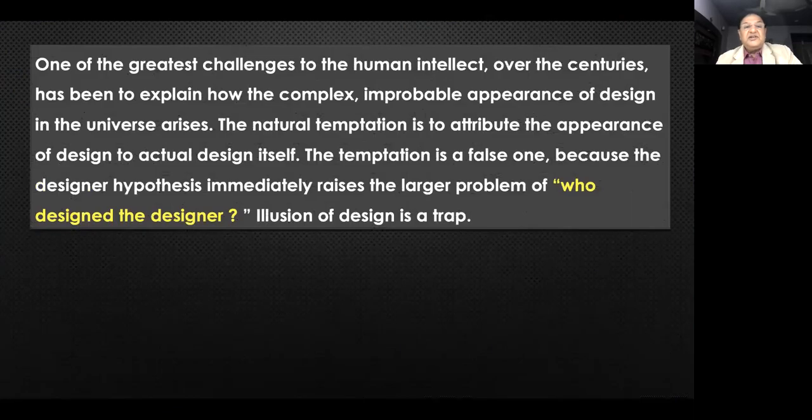Now, what does he have to say? The greatest challenge to the human intellect over the centuries has been to explain how the complex, improbable appearance of design in the universe arises. The natural temptation is to attribute the appearance of design to actual design itself. The temptation is a false one because the designer hypothesis immediately raises the larger problem of who designed the designer. The illusion of design is a trap. Who designed the designer is a central question.